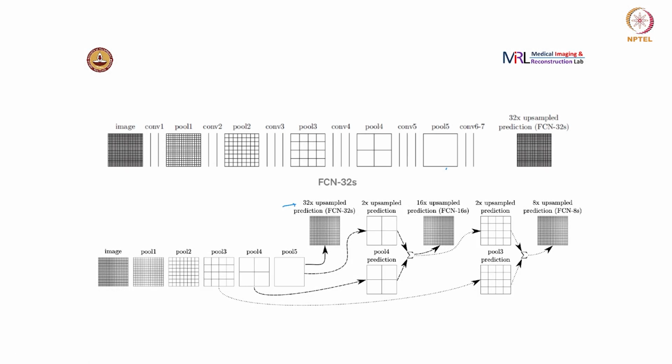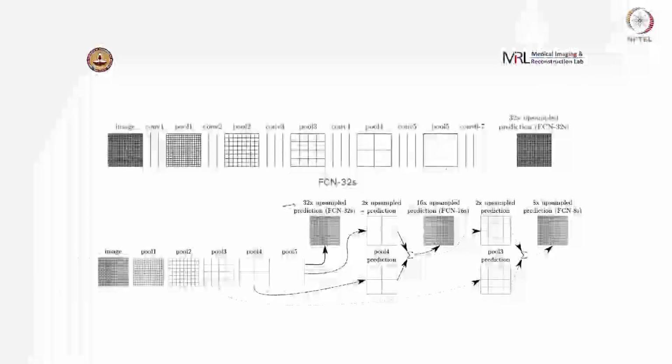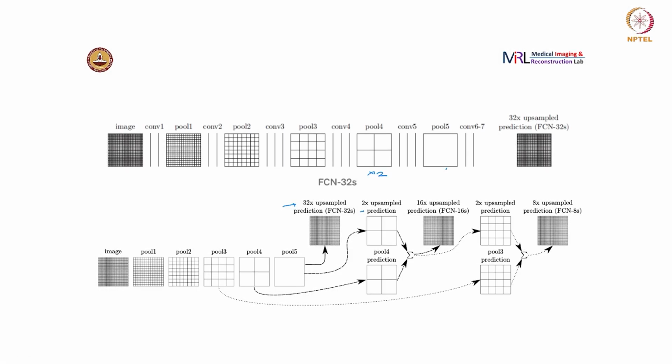You can take the pooling 5 layer and do a 2x upsampling. You can take the pooling 4 layer; once you 2x upsample pool 5, they are about the same size, because every pooling layer is just a factor of 2 reduction in size. So between two successive pooling layers, you have a factor of 2 upsampling. So pool 5 and pool 4 you can combine, and then 16x upsample it to provide a prediction.